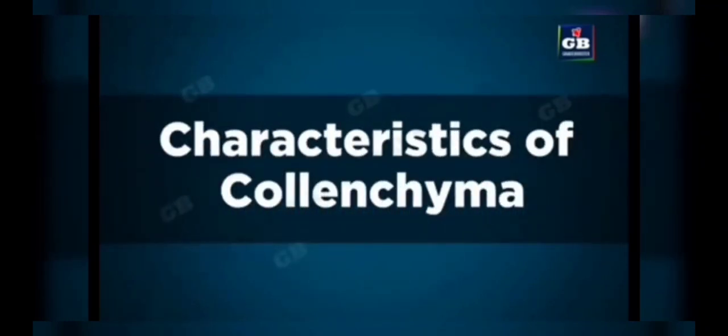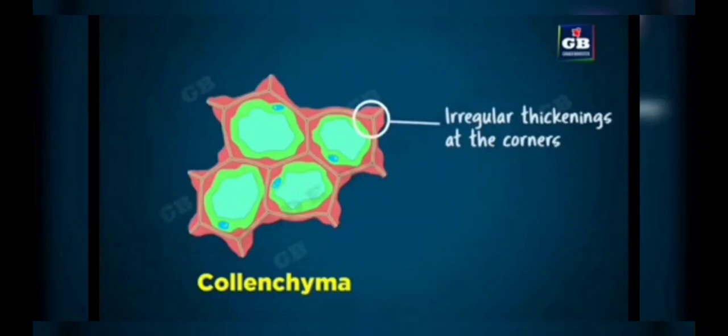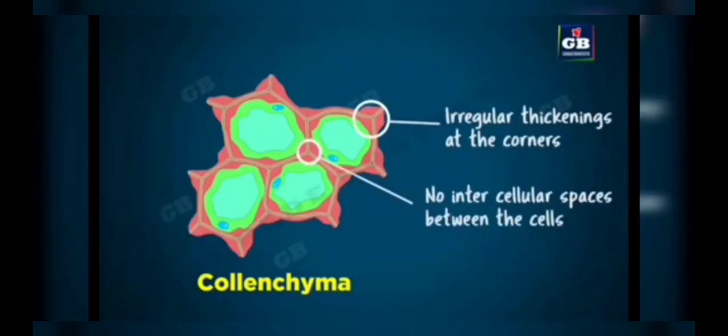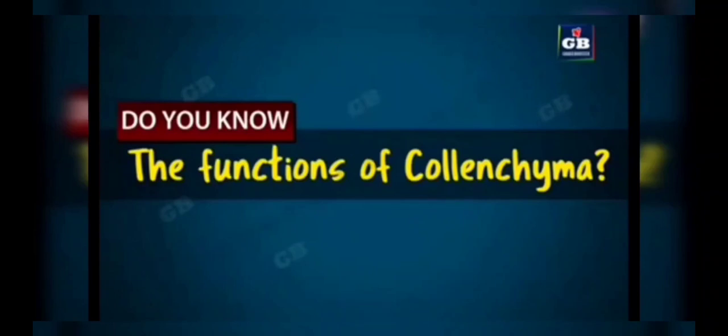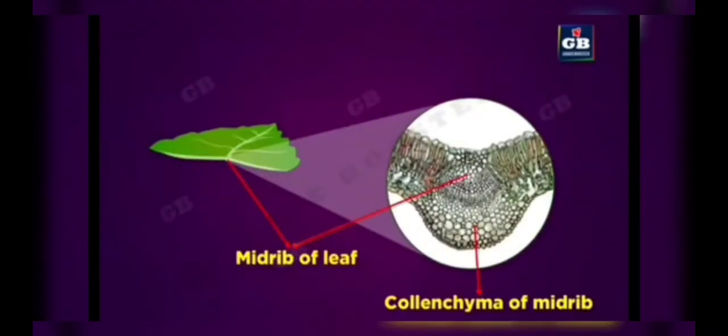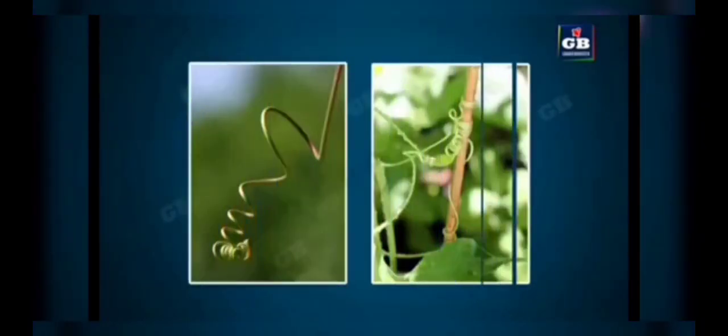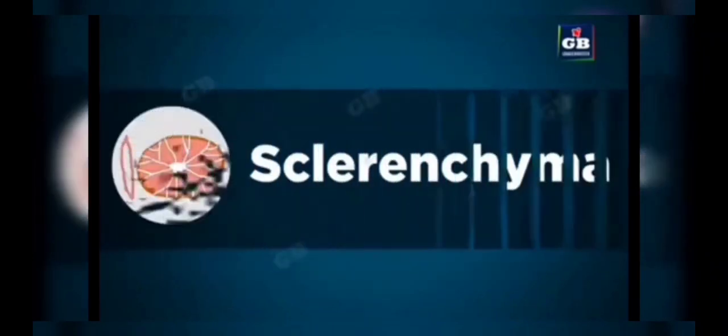Second type of simple permanent tissue is collenchyma. Characteristics of collenchyma. The cells of collenchyma are living cells. They are elongated cells with irregular thickening at the corners. The intercellular space between the cells of collenchyma is very less. And now let us see the functions of collenchyma. It gives flexibility to plant parts like tendrils and stems of climbers without breaking. It also provides mechanical support.